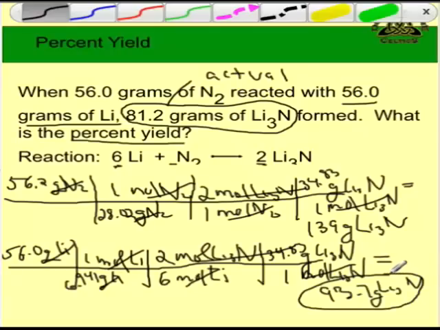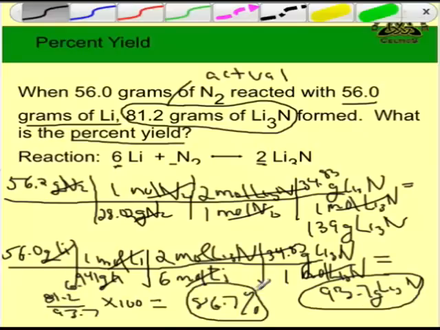As you saw in the previous podcast on limiting reactant, when you do this calculation, the smaller value gives you the amount of product that you get. Well, now we can finally work out our problem if we take 81.2 and we divide it by 93.7 and multiply by 100, we will get 86.7%. And so our percent yield in this problem is 86.7%.